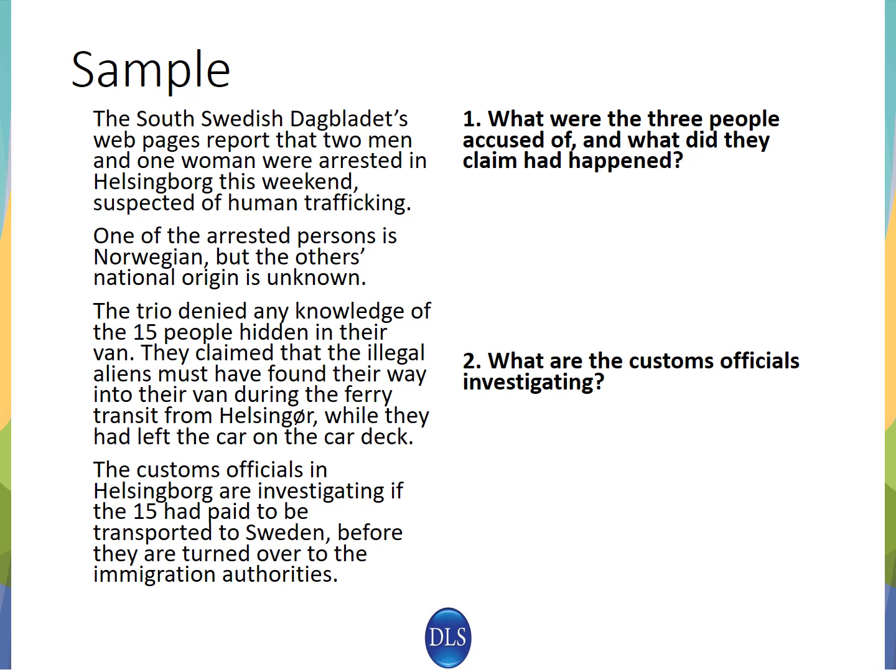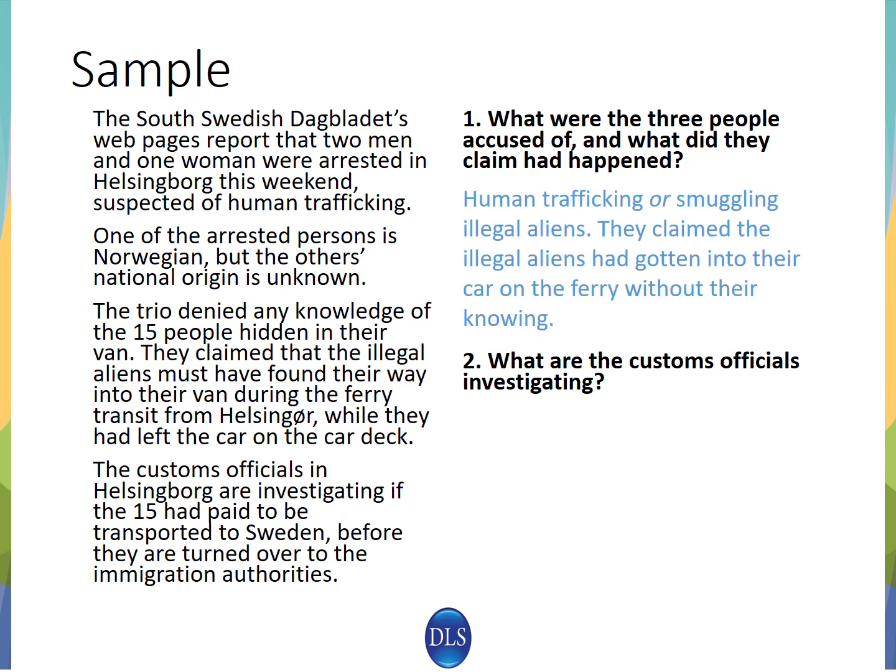For example, to answer question 1, what were the 3 people accused of and what did they claim had happened? A correct response could be human trafficking or smuggling aliens. They could also probably say smuggling people or even smuggling foreigners. These could all be considered correct. For question 2, what are the customs officials investigating? We could say something like whether the 15 illegal aliens paid to be taken to Sweden. And similarly to multiple choice reading questions, the questions will be in English and the student will provide answers in English. Only the reading text will be in the target language.